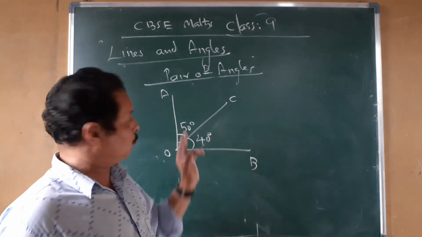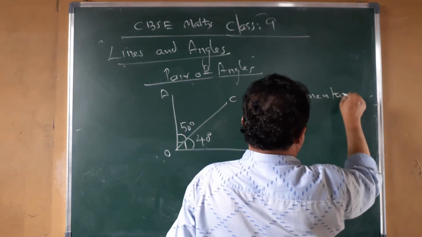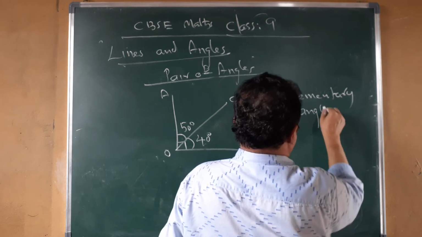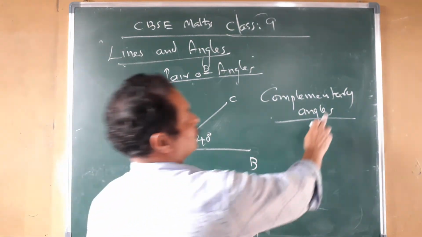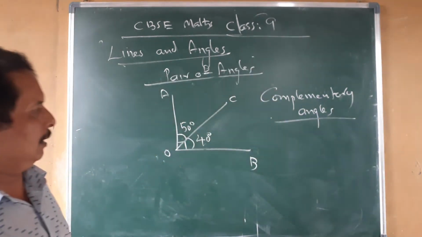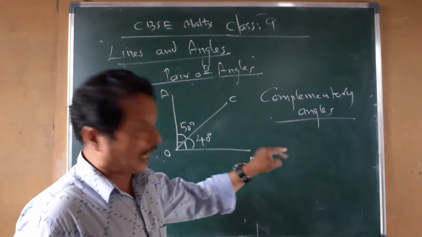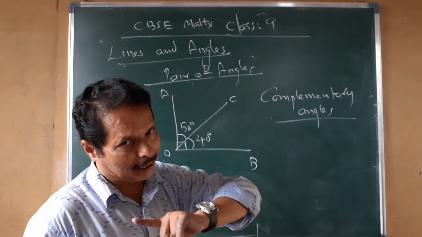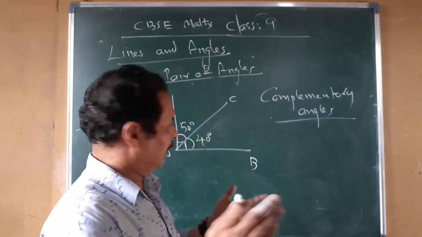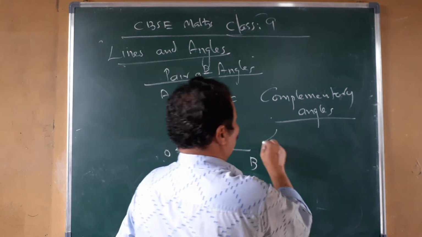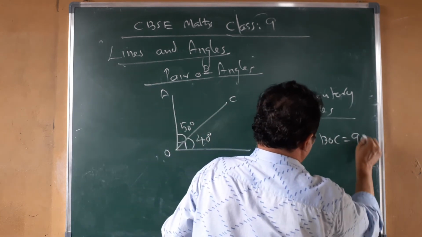If the sum of two angles is 90 degrees, they are called complementary angles. If the sum of two angles is 90 degrees, they are complementary angles. Complementary means 90 degrees. In the figure, angle AOC plus angle BOC equals 90 degrees.